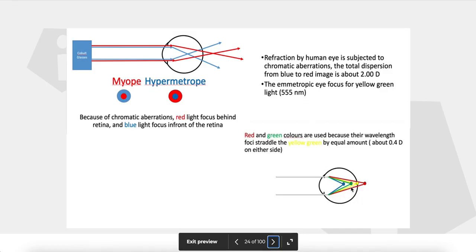You can see this is the emmetropic eye showing the blue is focused in front of the retina, green in front of the retina, yellow at the retina, while the red is behind the retina. We use in the duochrome test the green and red instead of the red and blue because both of them straddle the yellow light by an equal amount, about 0.4 diopters.